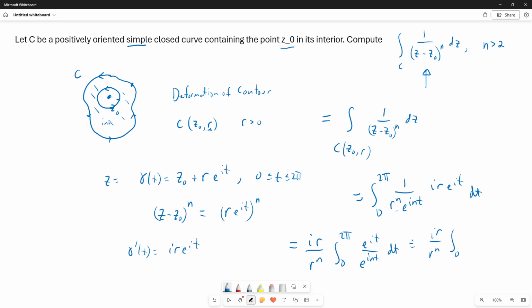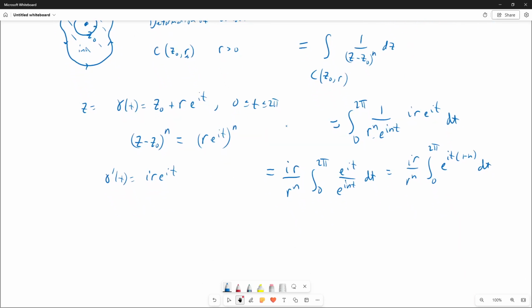Now this one we need to simplify, the integrand. So subtract exponents: it minus int is it times (1 minus n). So e to the power it times (1 minus n). Now we'll compute this integral. We have ir over r to the n, or just i over r to the n minus 1. And then we have, now the antiderivative here is e to the it times (1 minus n) divided by i times (1 minus n). And we have to plug in 0 and 2 pi.